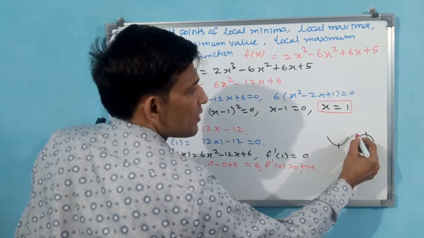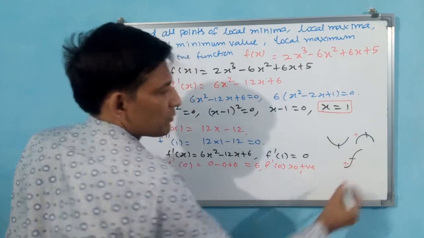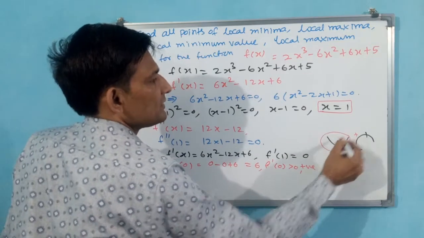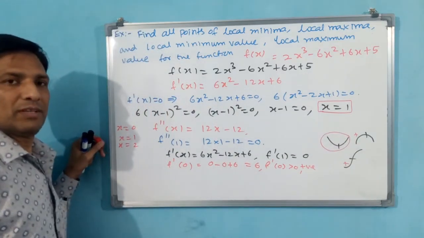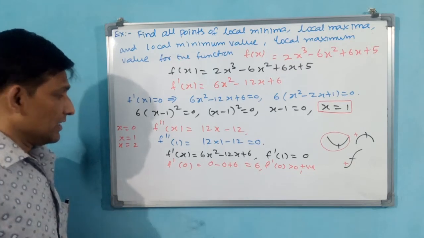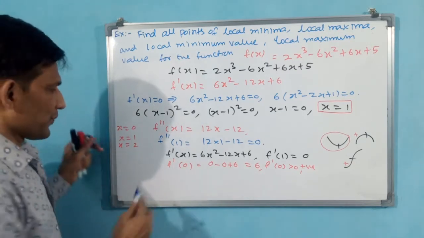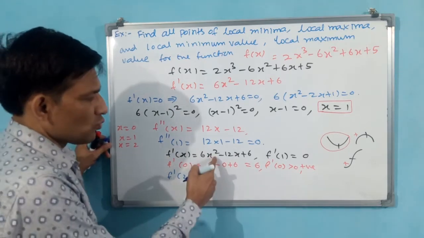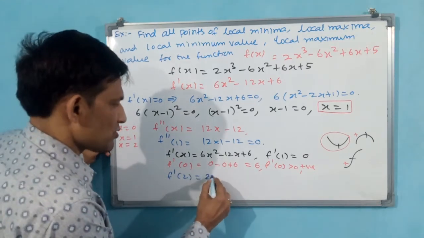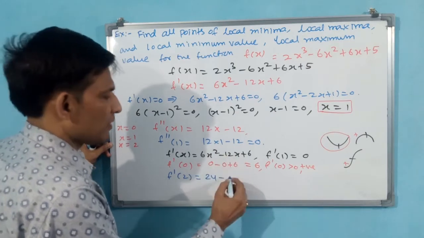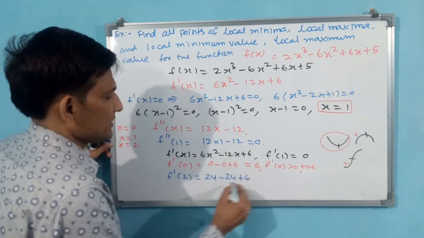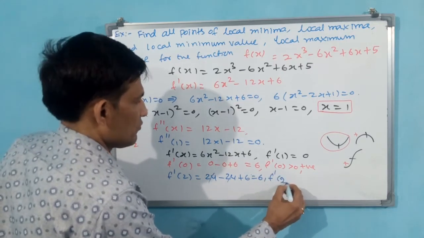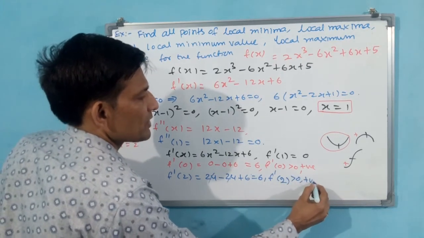Positive means see, this is coming positive, or this is also positive. This option has been closed. Okay. Now let us take f dash 2. F dash 2 means 2 square, 4 into 6, 24 minus 2 into 12, 24 plus 6. You see 24 cancel, again 6 will come. F dash 2 is also greater than 0, positive.